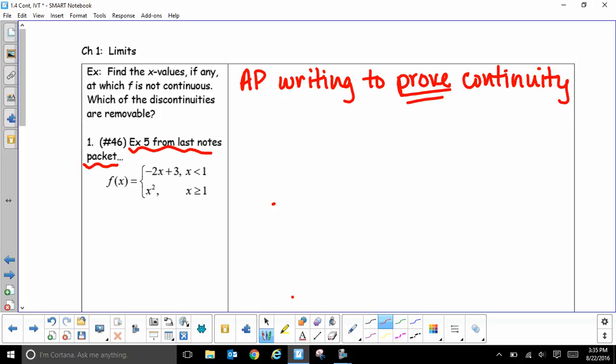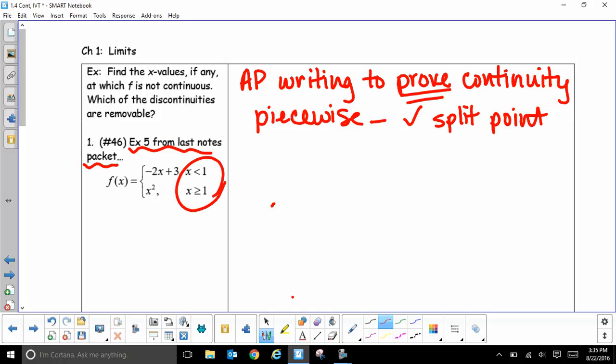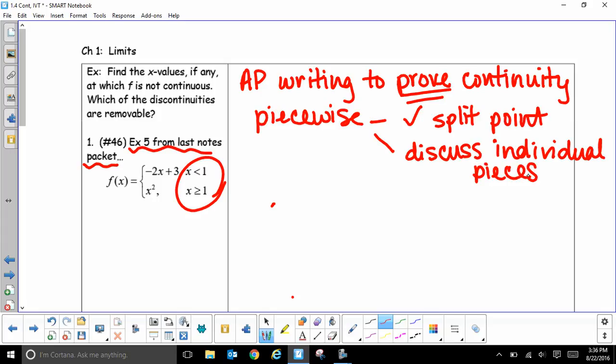Since this is piecewise, you need to check the split point, break point, boundary point, whatever you want to call that. That's where the x is. They're giving you the x for the top part and the bottom part. And then you also need to discuss the individual pieces. What I'm talking about there is, are these pieces on their own okay? So we'll check the split point and then we'll check the pieces on their own.